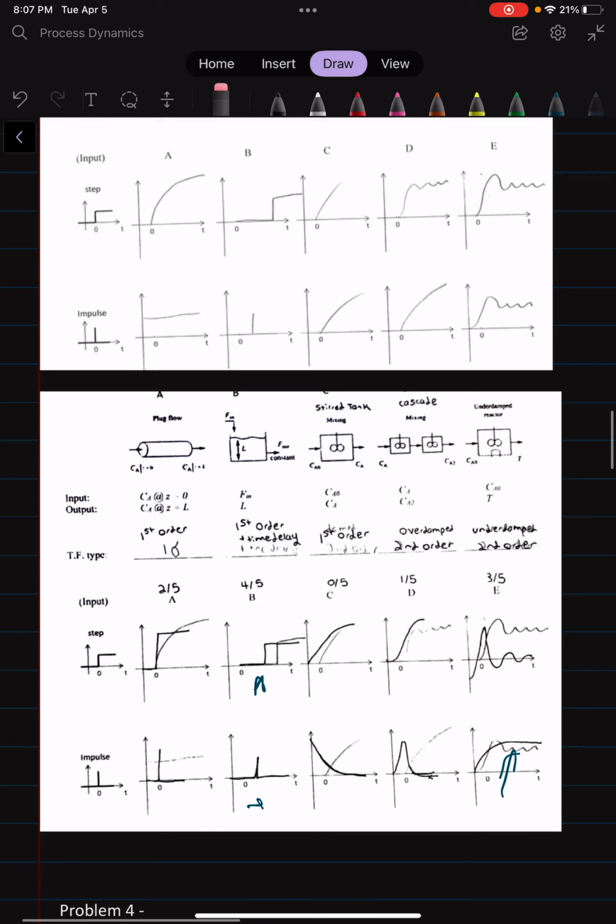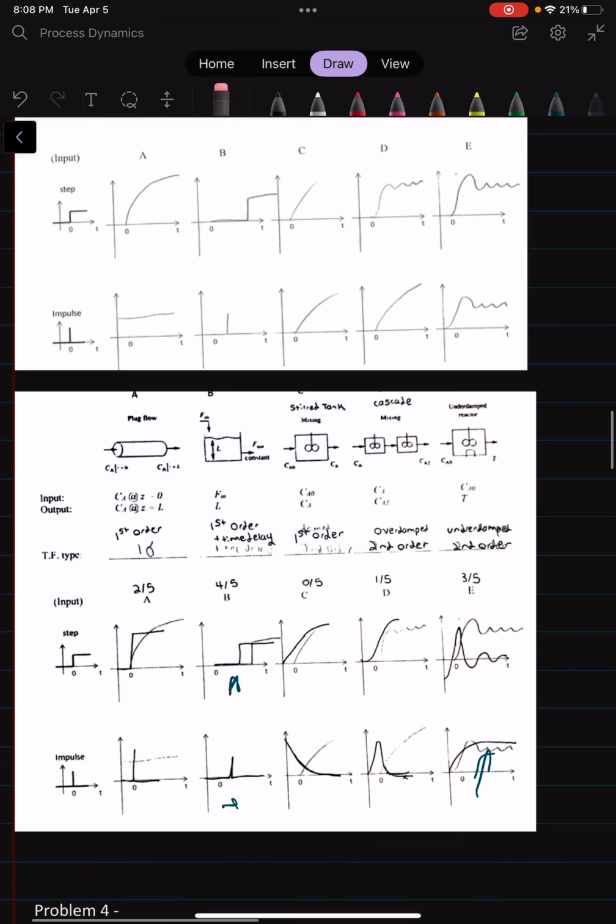Cascade should be second order, so you get a little bit of an oscillatory response in both, and it's the same idea where it starts up versus starts down. Actually, this should be shifted over a little bit now that I see. Right here, this guy.